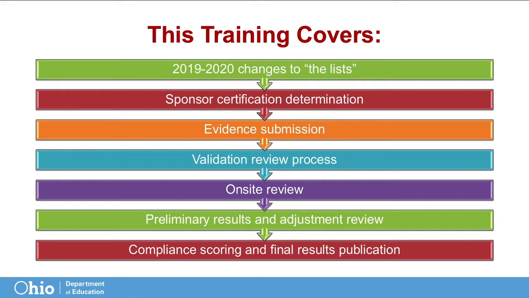We will also review several examples using items from the certification worksheets to get a better understanding of how sponsor certification determination works. Next, we will review evidence submission, the validation review process, and expectations for the Onsite review for schools. In addition, we will discuss preliminary rating results and the adjustment review period. Lastly, we will discuss compliance calculations and scoring, and the publication of the final rating results.